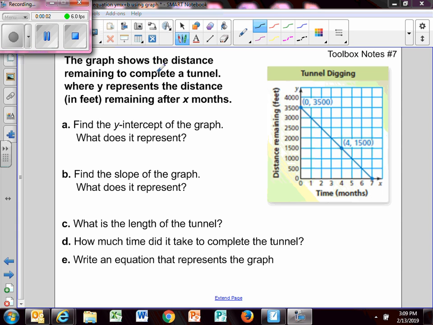The graph shows the distance remaining to complete a tunnel where y represents the distance in feet remaining after x amount of months. Find the y-intercept of the graph and what does it represent. So I go along this line, the y-intercept is at (0, 3,500).